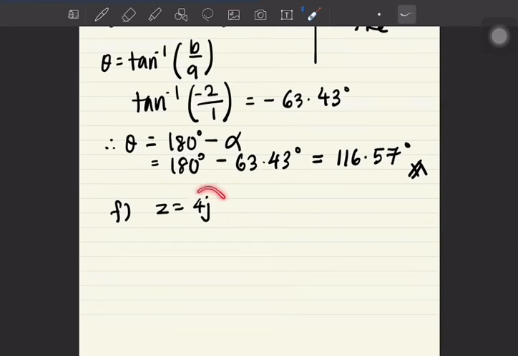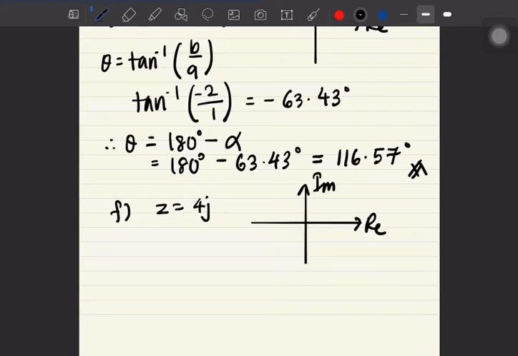If you calculate tangent inverse B over A for this one, you will have math error. Why do you get math error? If you plot this one, 4j, there is no real value of z. So the 4j, the complex number, lies on the y-axis, or on the imaginary axis.